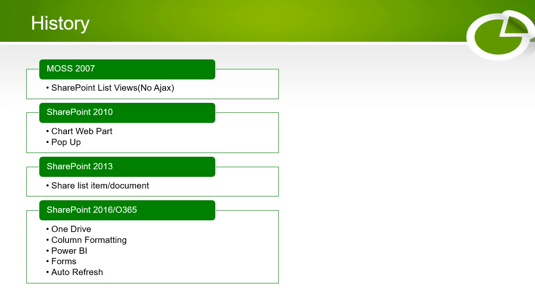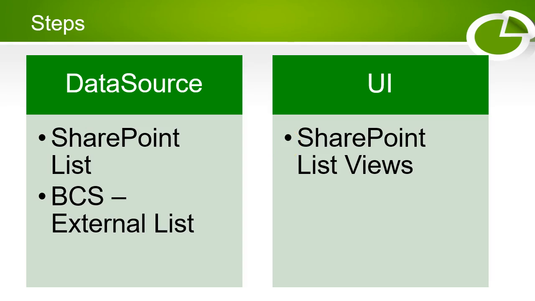From SharePoint 2013, we had many ECB menus, like we could share the list item or document or share the page to many users. And 2016 or Office 365 is really great, and it's improved a lot. We have the OneDrive, we have column formatting, which is a very cool feature. And if you want to use dynamic, very powerful charts, you can use Power BI. And we have forms, not the InfoPath forms. There is Microsoft Forms itself, a special app from the app launcher. And the cool thing is we have the auto refresh of data.